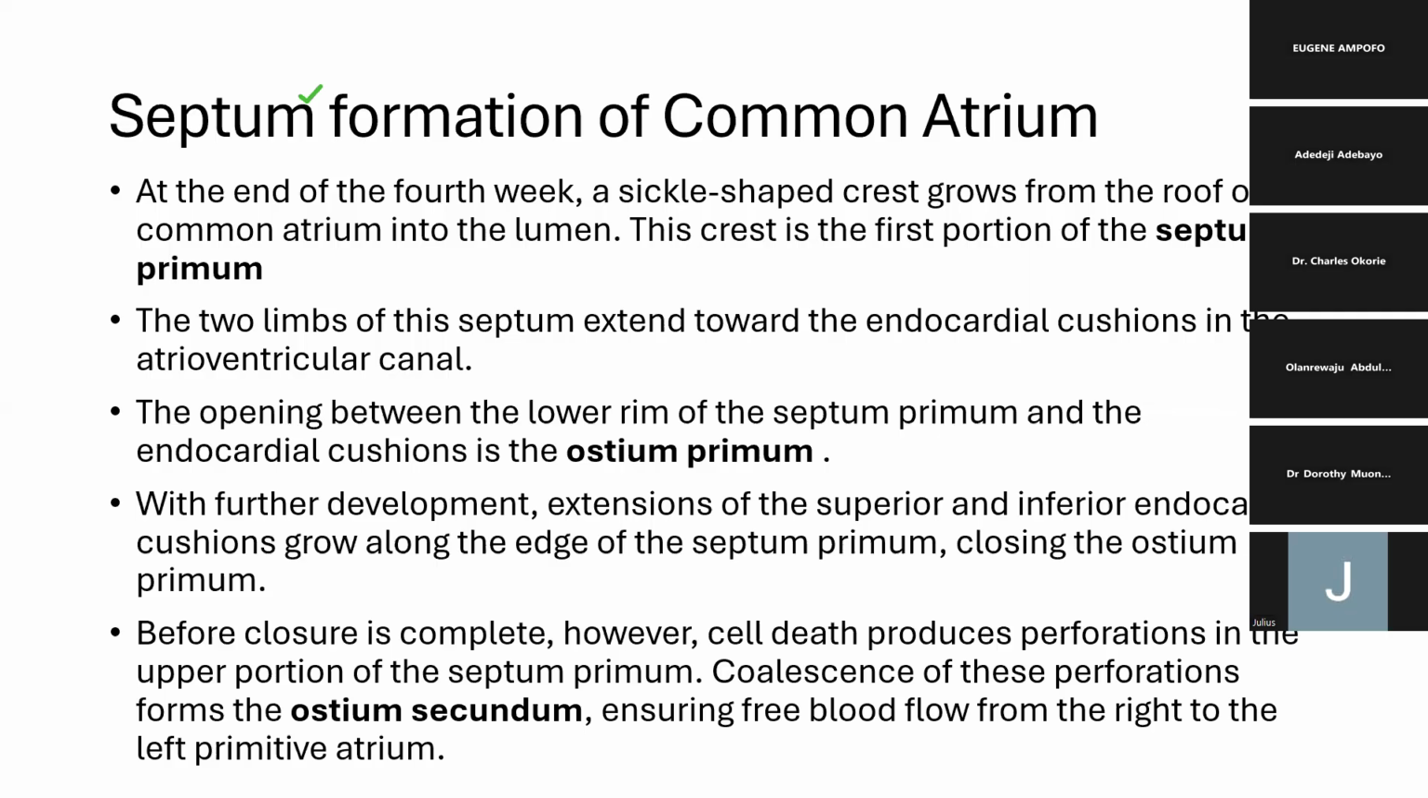ostium primum. Before this closure is completed, cell death produces perforations in the upper portion of the septum primum. The coalescence of these perforations forms the ostium secundum, thereby ensuring free blood flow from the right to the left primitive atrium.